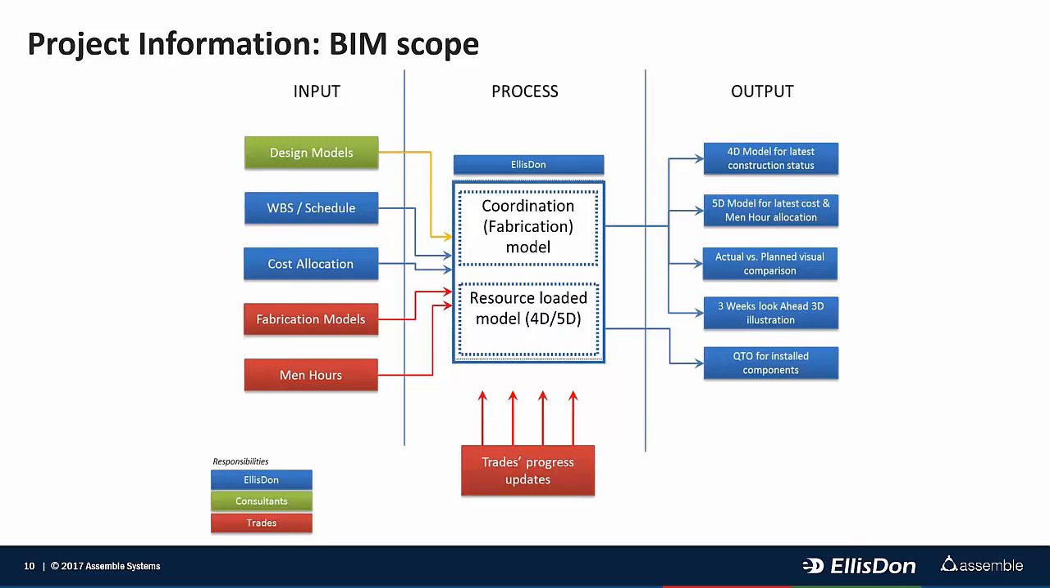Fabrication models, man hours, and trade progress updates all come from trades, and all that massive amount of data has to be coordinated. First of all, as 3D coordination models, and second, for reporting purposes, because besides all the tracking, we also need to report regularly on the progress and on the status of each element. Because it's a critical project for the client. They've been planning it for a while.